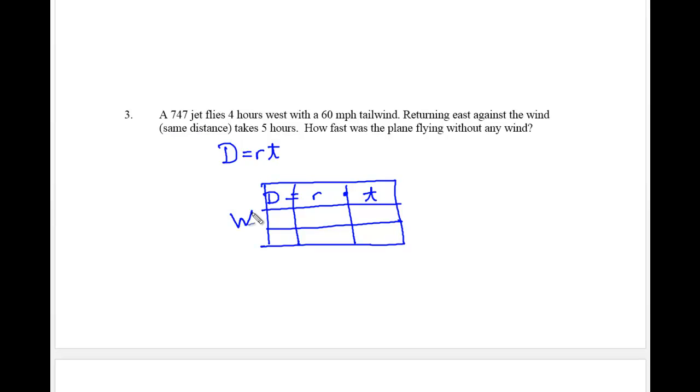4 hours west with a 60 mile per hour tailwind. What this means is that if the plane is going west and there's a tailwind, that means the wind is blowing at the plane's tail, which is going to speed the plane up in terms of its rate. So that rate is going to be some variable x plus 60, and it took 4 hours to travel some distance d. Then it says returning against the wind, same distance, so it's the same letter d. It's going to take 5 hours, and the reason why is x is going to be subtracting 60, because going back against the wind, going against you, it will slow you down.